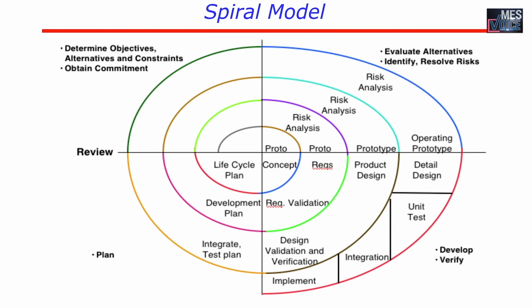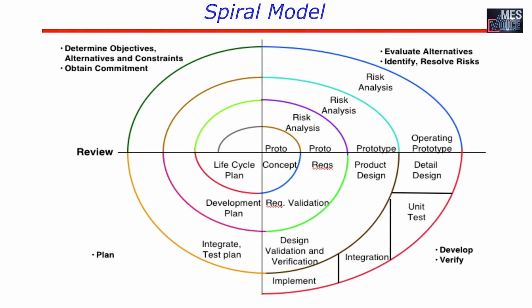Okay, we can divide this spiral model structure into 4 quadrants. The first quadrant is used for objective setting, the second quadrant for risk assessment and reduction, the third quadrant for development and validation, and the fourth quadrant for review and planning. And these are the different phases of the spiral model.